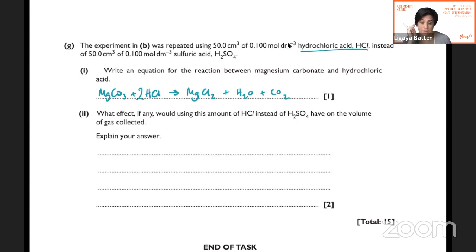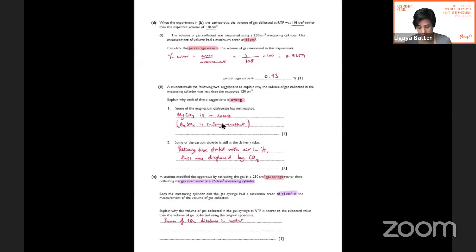If you're basing it on the other equation, you might have put state symbols in, but because this question didn't ask for state symbols, you're only marked on the correct formulae and the correct balancing of this equation. Okay, what effect, if any, would using this amount of HCl instead of H2SO4 have on the volume of gas collected? So we'll remember from earlier that the sulfuric acid was the limiting reactant.